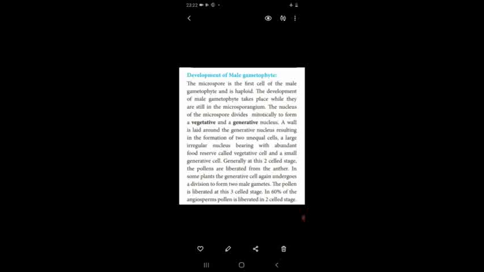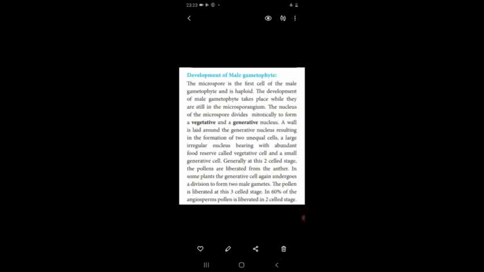A wall is laid between the vegetative nucleus and the generative nucleus, forming two unequal cells. That means the generative cell undergoes mitotic division to form two unequal cells. One is large with an irregular nucleus, with abundant food reserve material.